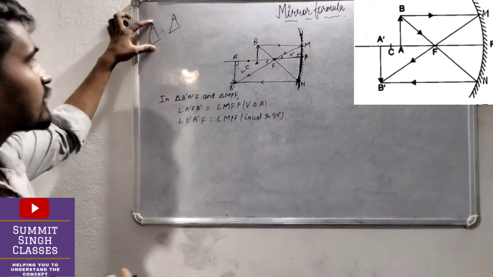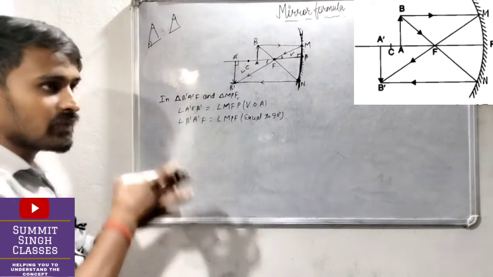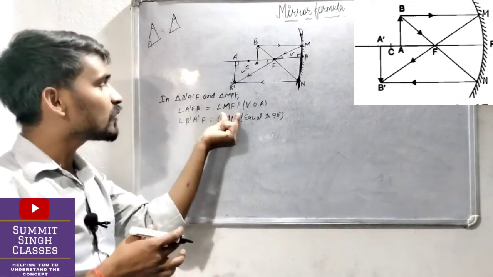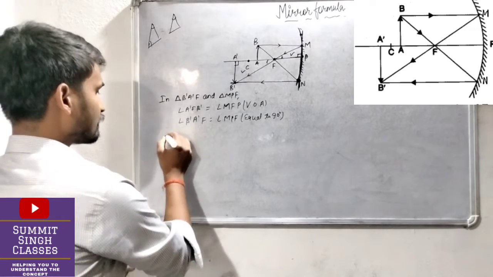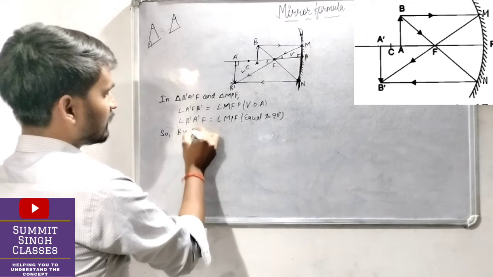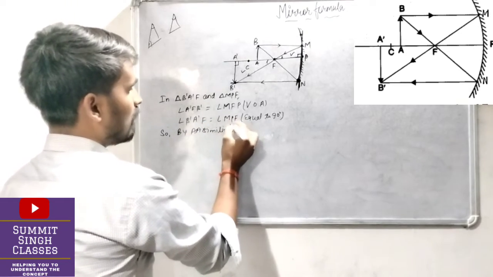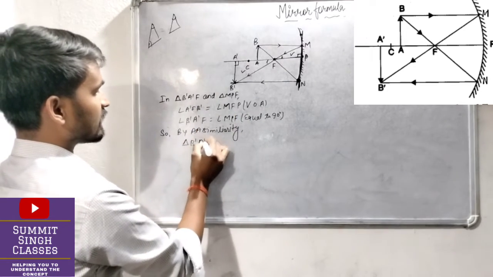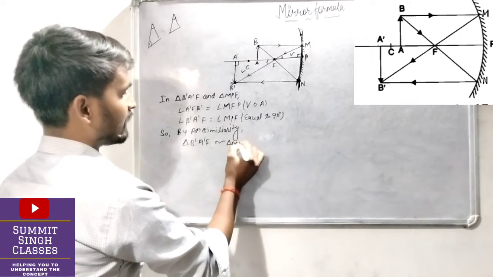If we relate this directly to these two triangles, then we can say these two triangles are also similar, because their corresponding angles are equal to each other. So by angle similarity we can write that triangle B'A'F is similar to triangle MPF.